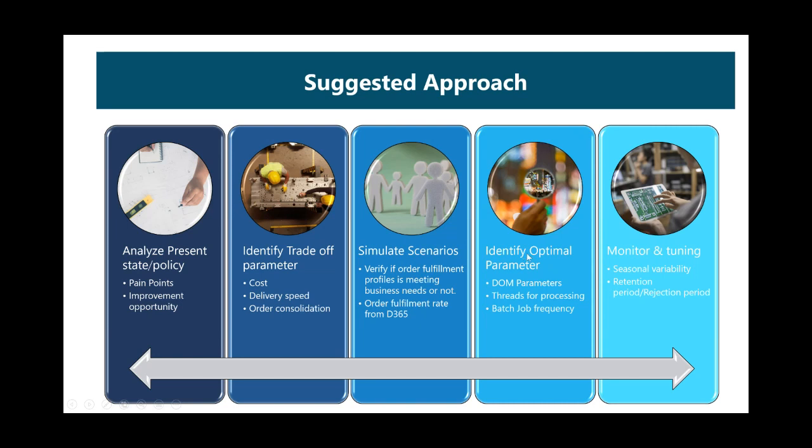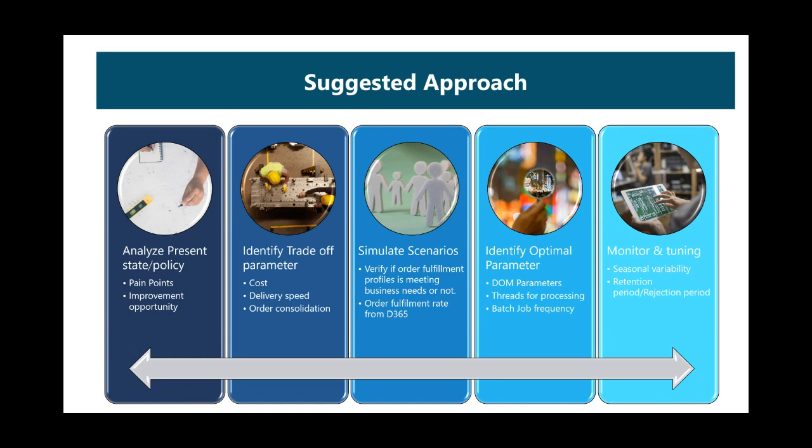The optimal parameters you can define on DOM parameters, and threads for processing. So in DOM parameters, the maximum local store radius and setups like that you can define. So make sure that it is following the best practice. It is not an exaggerated value.